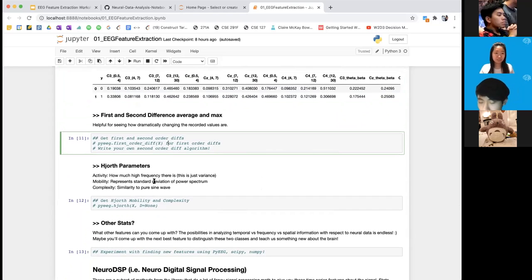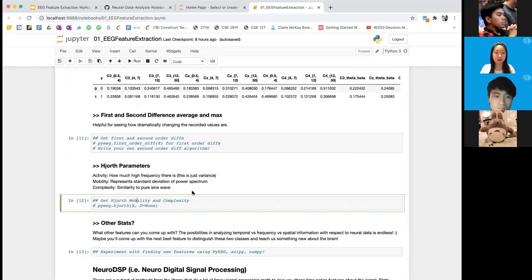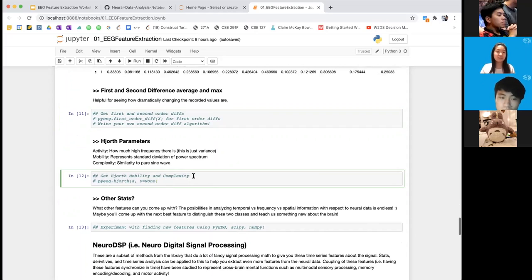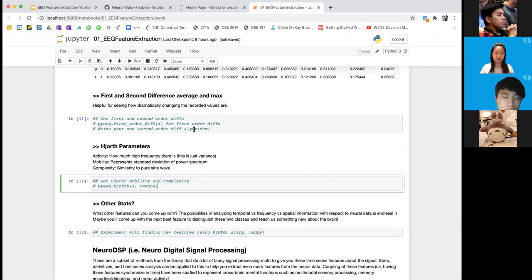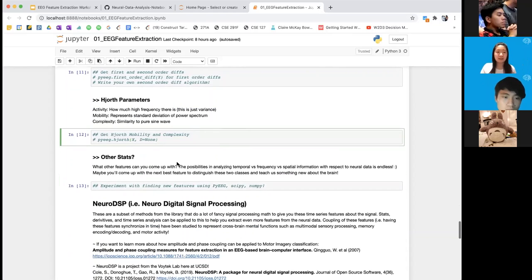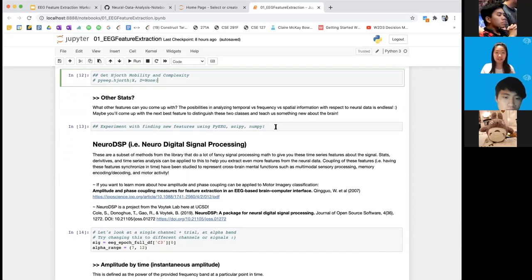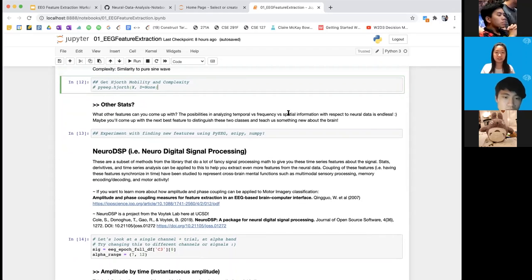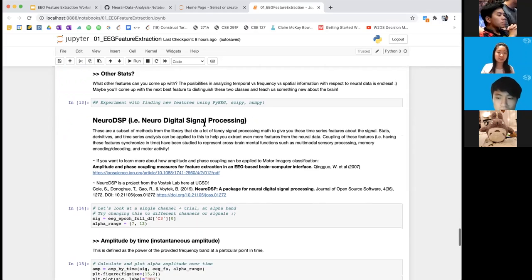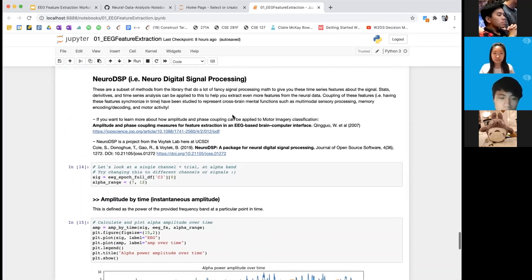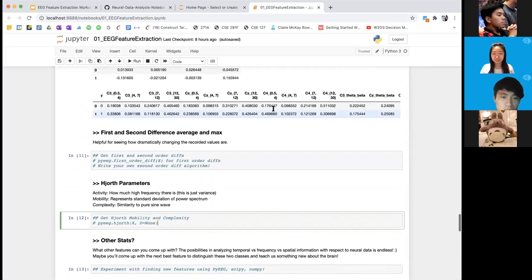And then for the first and second differences and Hjorth parameters, I let them be for exercises for all of you, because it's pretty much just a different call function to PyEEG. And there's also other stats you can think about, analyzing temporal and frequency and spatial information. So I highly encourage y'all to experiment with new things. Down here, okay. Are there any questions about that so far? Yes, there will be a new notebook for the next meeting.